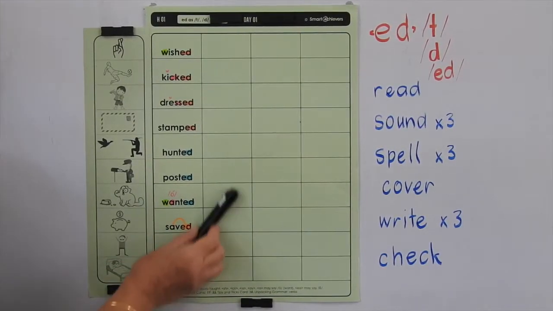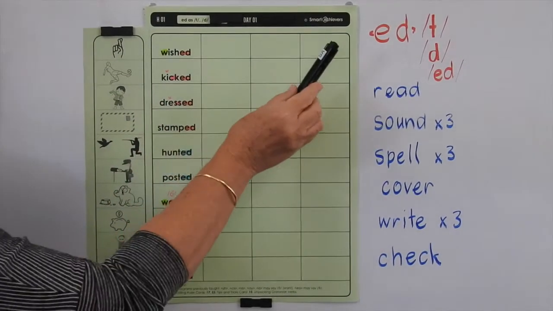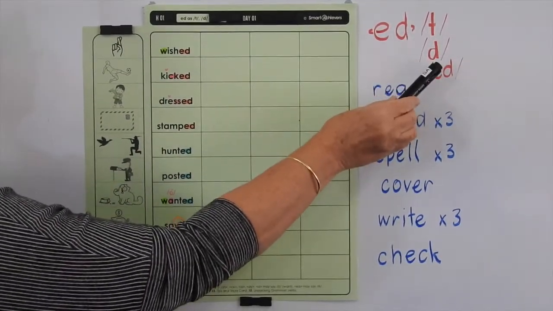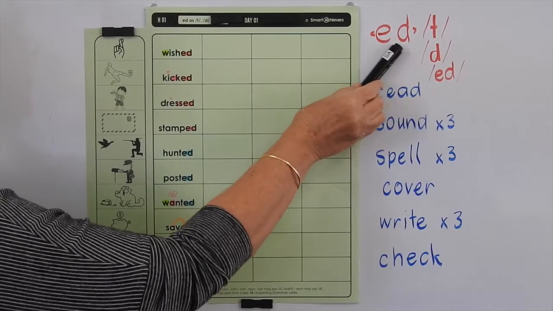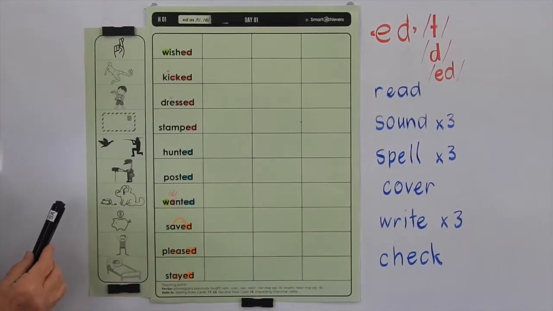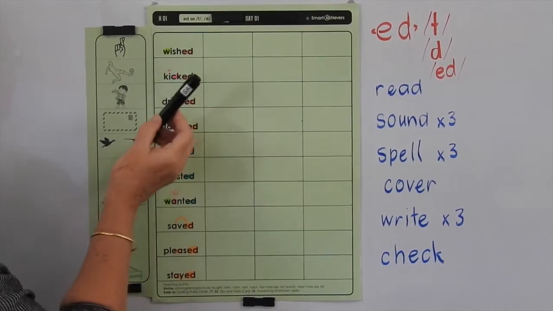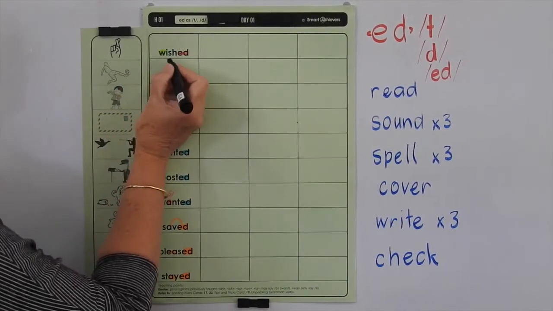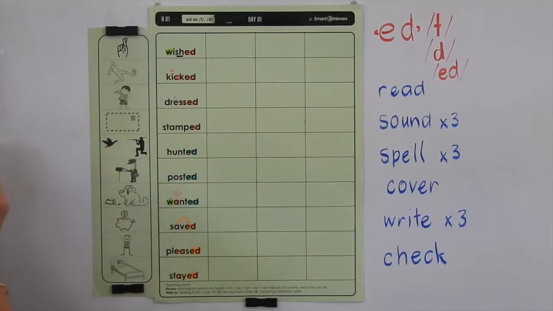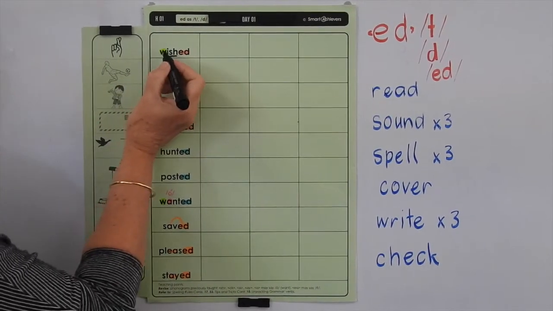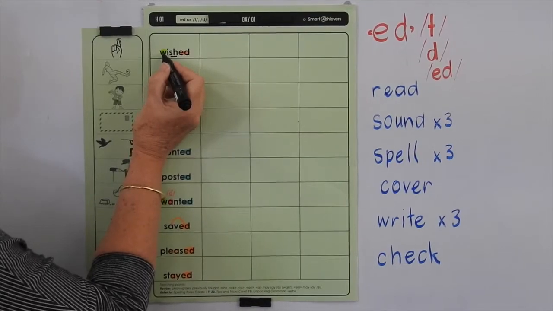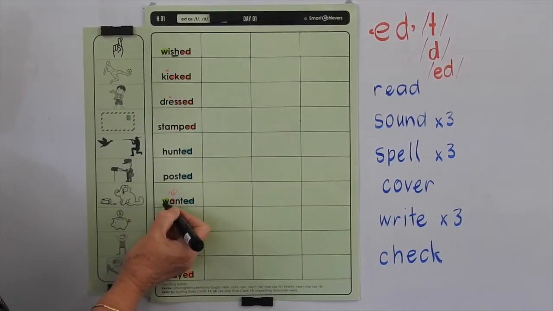So it's quite an important one that you recognise that the ED can make three different sounds, so if you're hearing these sounds, most of the time you're going to write the ED at the end of a word. Now there's some other things in this list as well. You've already learnt the SH makes a sound at the start or end of a short word. Now this one, wished, where we've just got the W, and wanted, where we've just got the W.